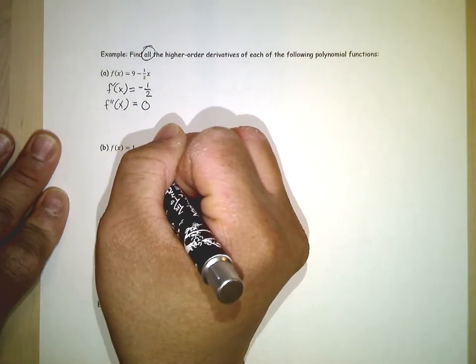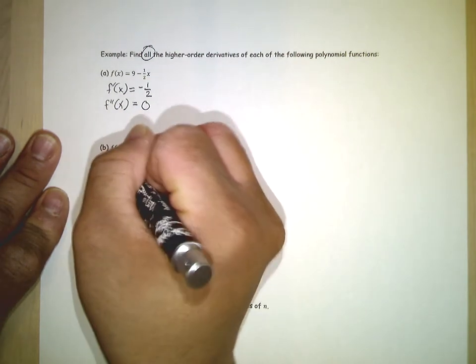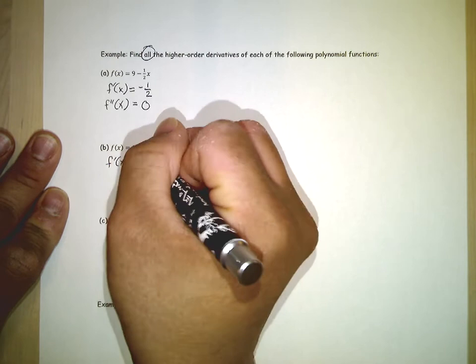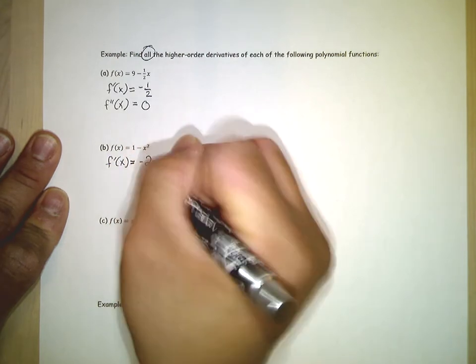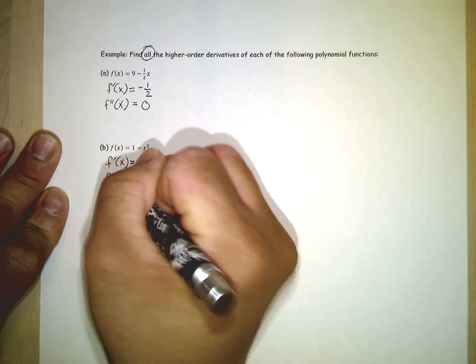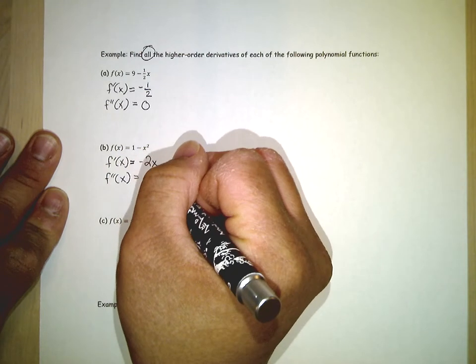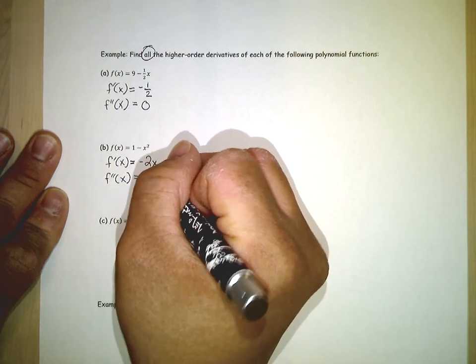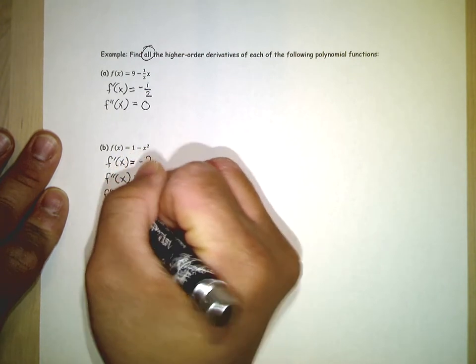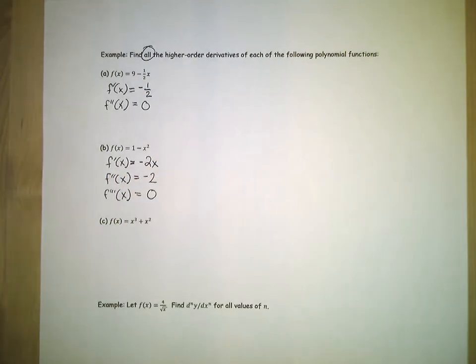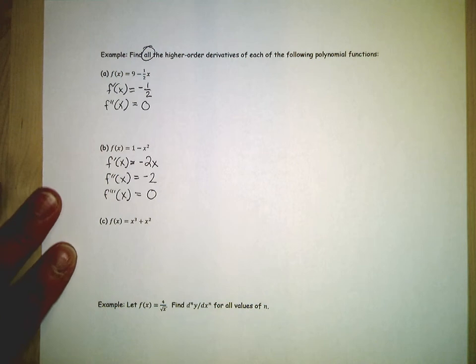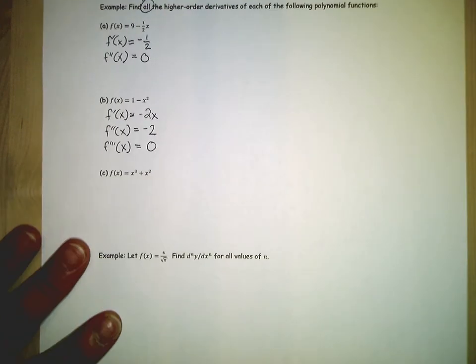Let's try again. f of x is 1 minus x squared. The first derivative will be the derivative of 1, 0. The derivative of negative x squared, negative 2x. The second derivative will be the derivative of negative 2x, which is negative 2. And the third derivative will be the derivative of negative 2, which is 0. And that means we have now found all of these higher order derivatives since the rest of them will be 0.